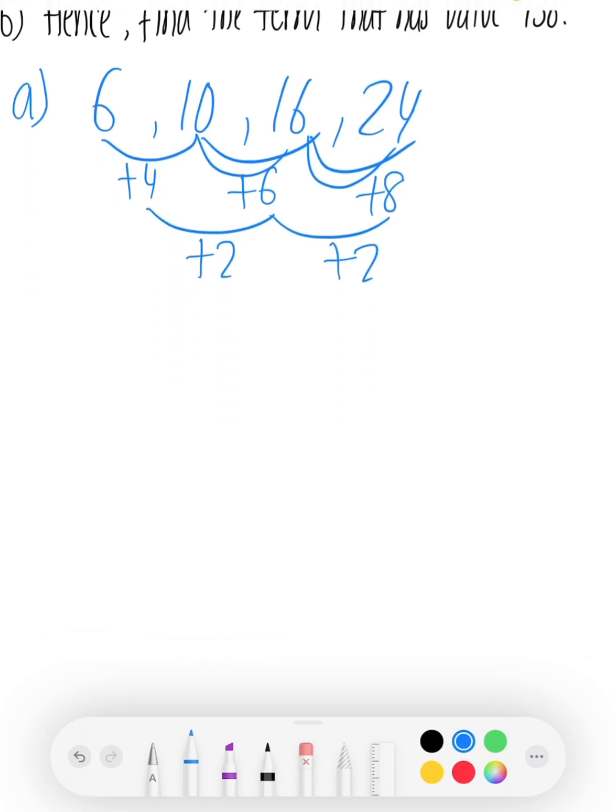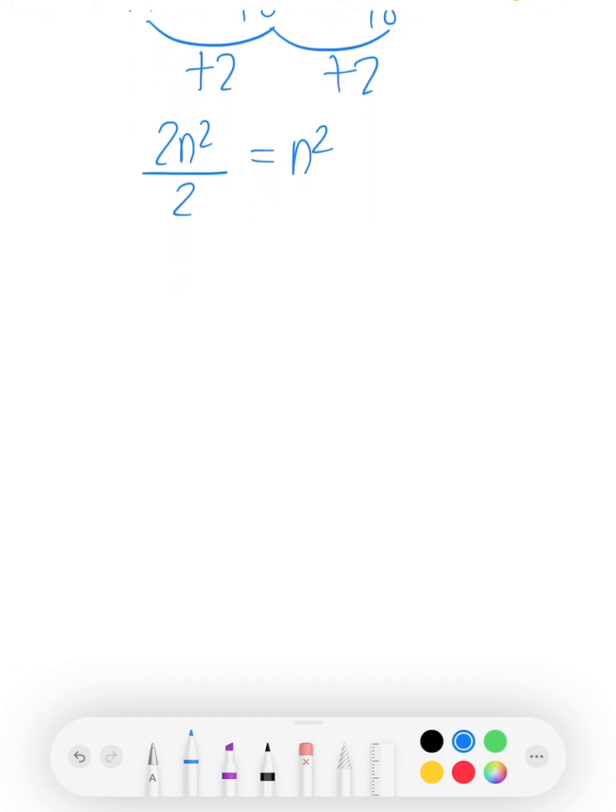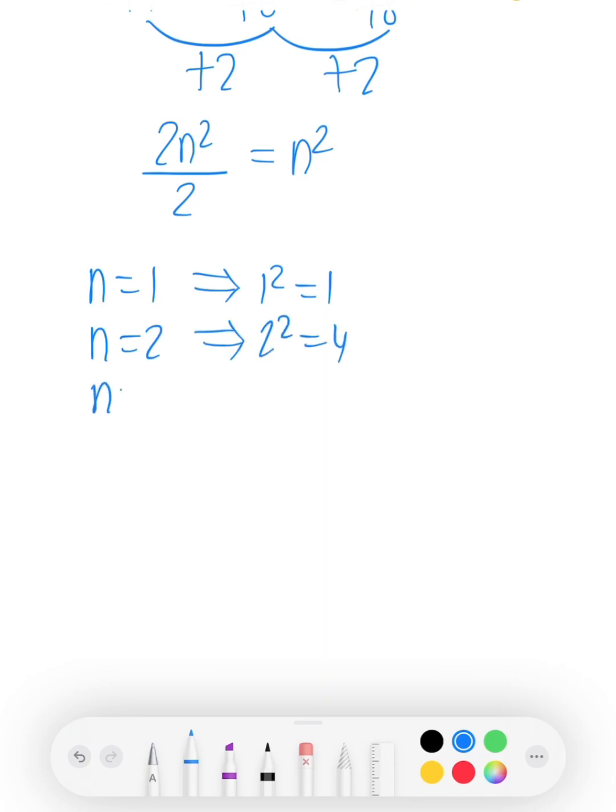And like before, when we were looking at the general method to find the nth term, we need to do 2n squared divided by 2 to give us n squared. Now again, we're going to just generate some of our square numbers. So we've got n equals 1, which will give us 1 squared, which is 1. N equals 2, giving us 2 squared, which is 4. N equals 3, which will give us a 9. And we've got n equals 4, where 4 squared will give us 16.